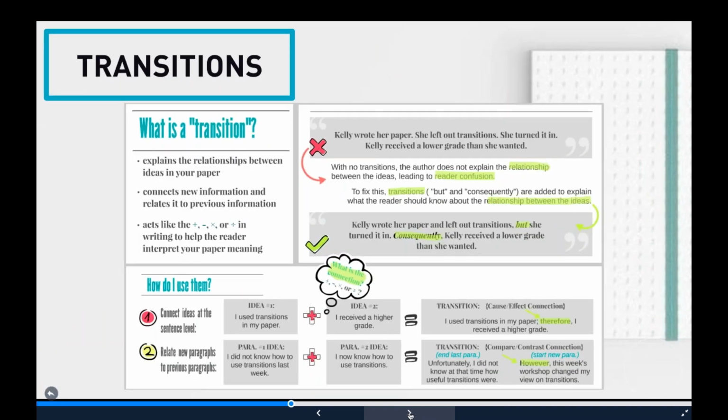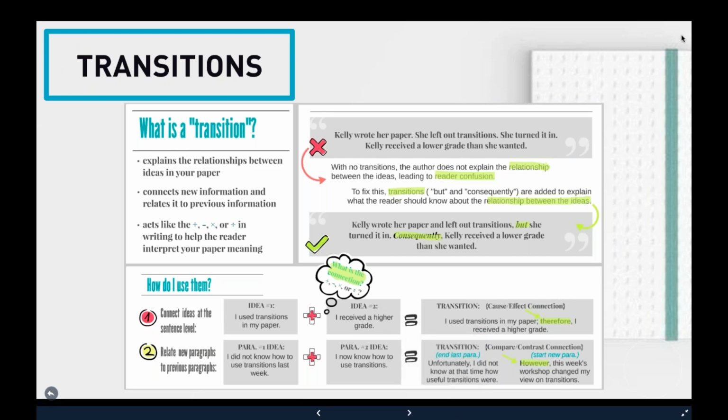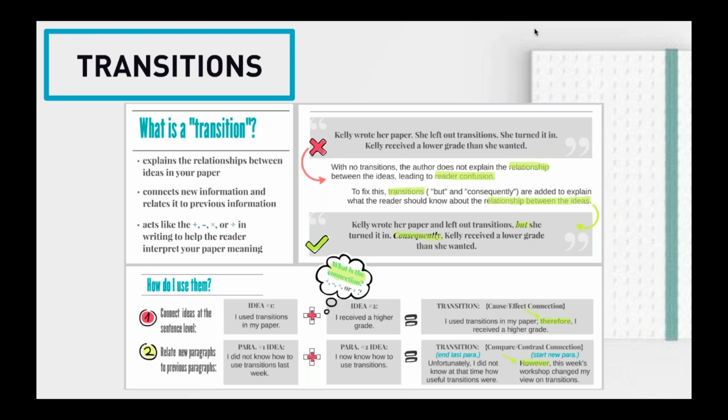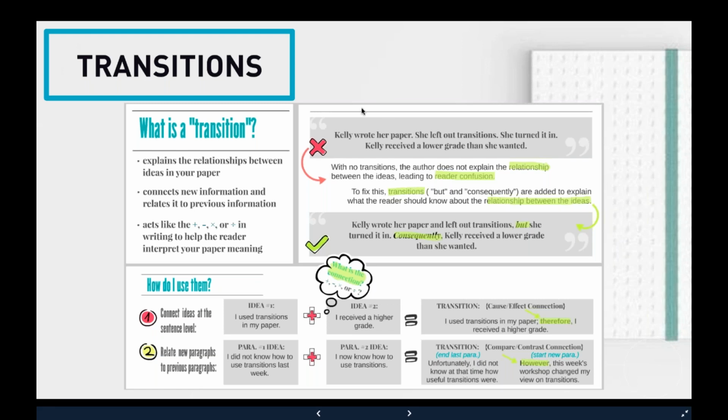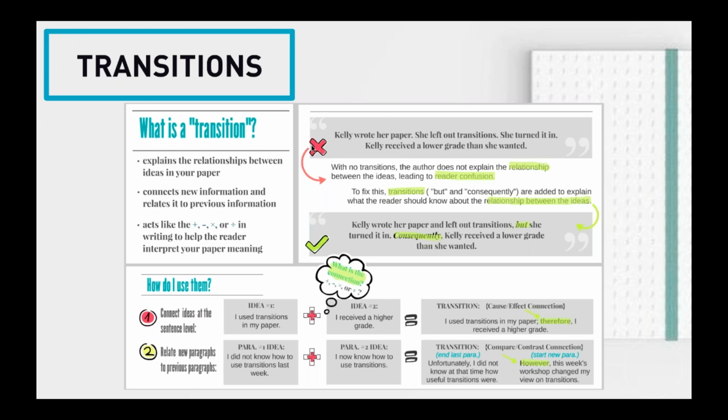Now, when you have a lot of paragraph analysis going on, it can be hard to keep track of it all and to put it all together to create a cohesive paper. If you've ever gotten comments like, this seems to be a bit disconnected, or you don't have transitions in your paper, this is the slide for you. Transitions explain the relationship between the ideas in the paper. Basically, they're mathematical equation signs that put everything together in perspective for the reader. They act like addition, subtraction, multiplication, or division in the writing, helping the reader to follow through and interpret your meaning.